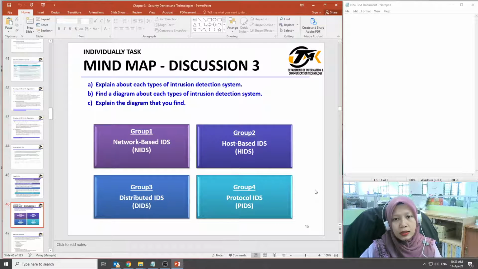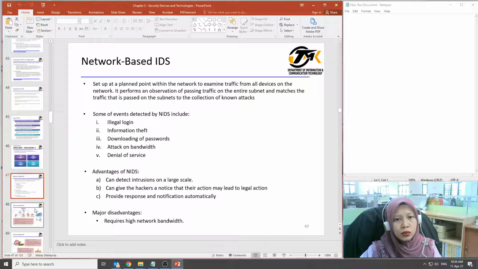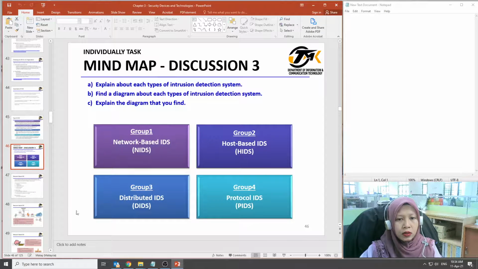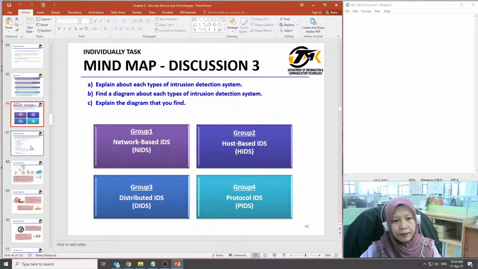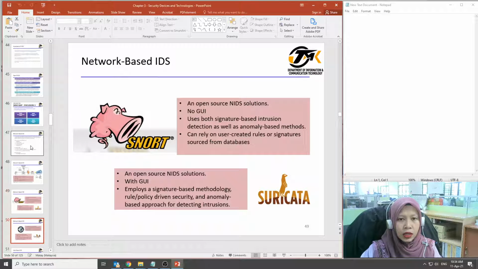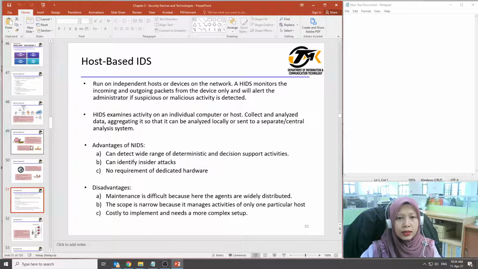So next, this is discussion 3. If you were in a class, I would ask you to do it by group, but since you are only a few, what I need you to do is a mind map for all of this, individually. I will go through the network based IDS, but I will skip most of it because you are supposed to do this in the mind map. I hope you can read all of this. This is my help tool for you to understand.